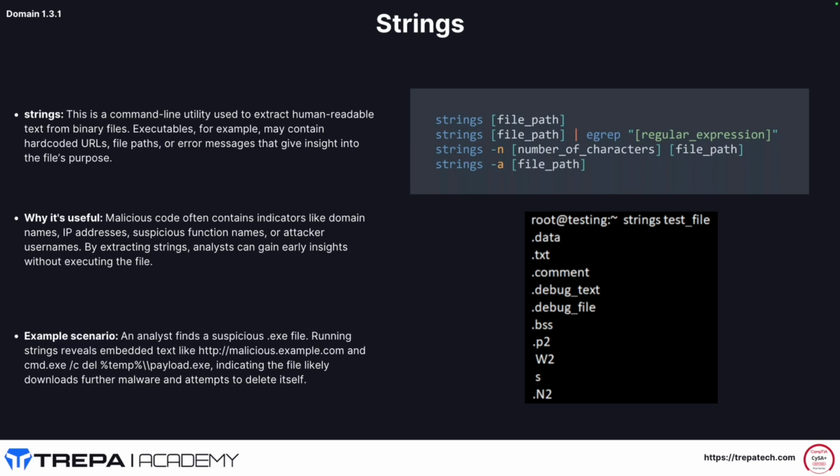So executables, for example, may contain hard-coded URLs, file paths, or error messages that give insight to the file's purpose that we could also use to see if it was malicious. So why is it useful? Malicious code often contains indicators like domain names, IP addresses, suspicious function names, or attacker usernames. By extracting strings, analysts can gain early insights without executing the file. So we could run strings on a .exe. We may get a bunch of hieroglyphics if I did cat file.exe on the command line, but we can do strings and say, oh, look, I see that they have these weird URLs in here, these human readable URLs.